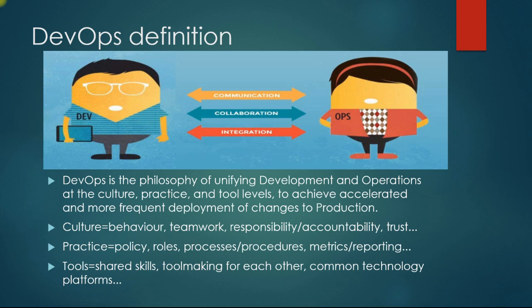Then if you want definition, this is one of the definition that I found which I like personally, that DevOps is the philosophy of unifying development and operations team or operations roles at culture, practice and tools level. So it's not just about the automation tool. It's not just about the scripting. It's not just about the culture. It's about all of it. Agile is the culture of developers, but we have to adopt that culture. It starts from there.